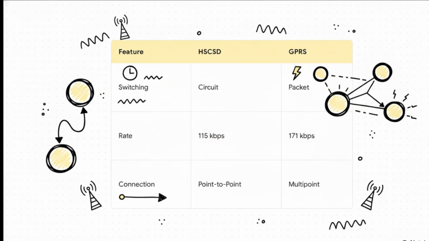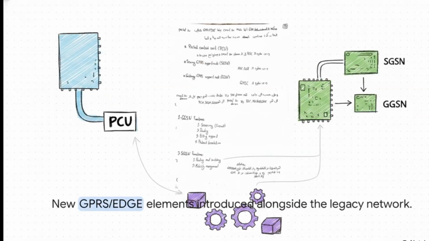Packet switching is point-to-multipoint. It breaks data down into tiny packets and shares the network channels among multiple users. By bundling up to 8 time slots together and using new coding, GPRS pushed mobile data speeds up to what was then a totally blistering 171 kilobits per second. But here's the catch. You couldn't just run packet-switched internet traffic through the old voice switches. To make this leap, engineers literally had to install completely new, physical packet-switched hardware right alongside the legacy circuit-switched elements.